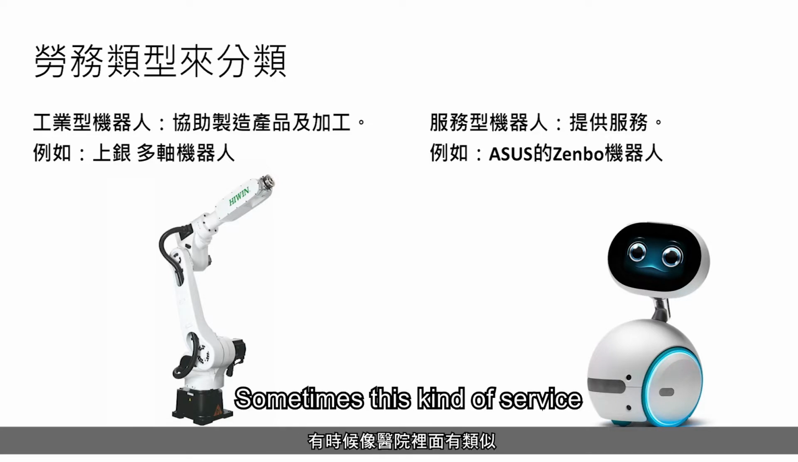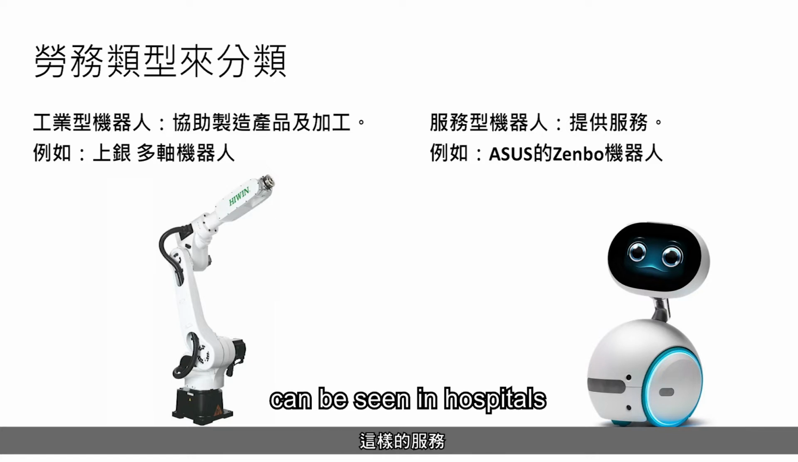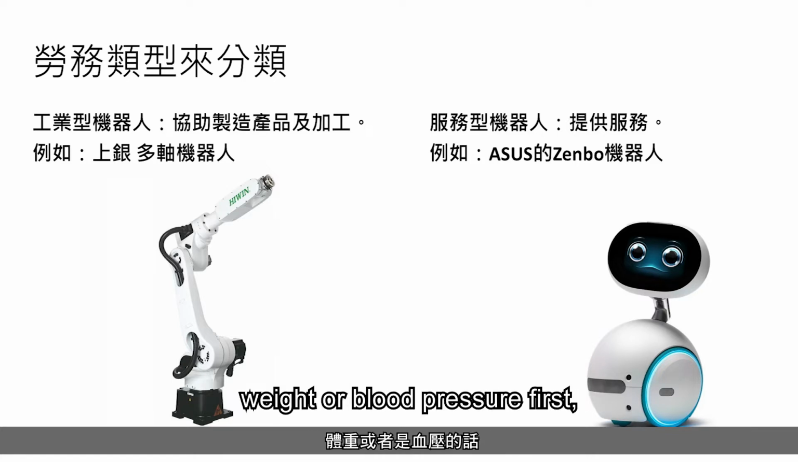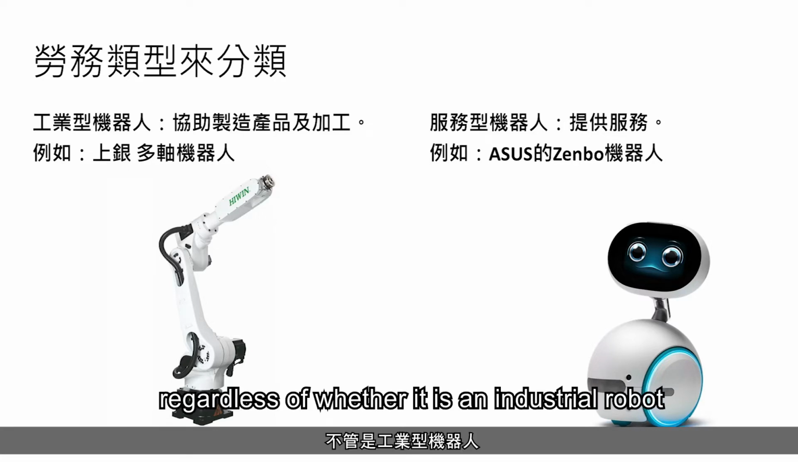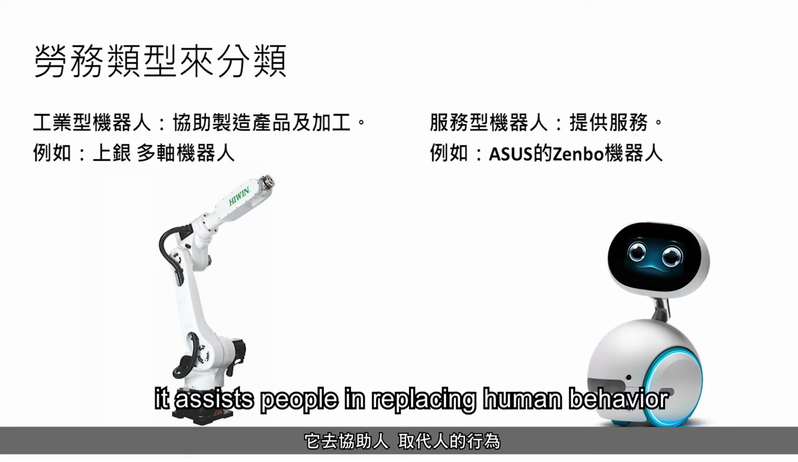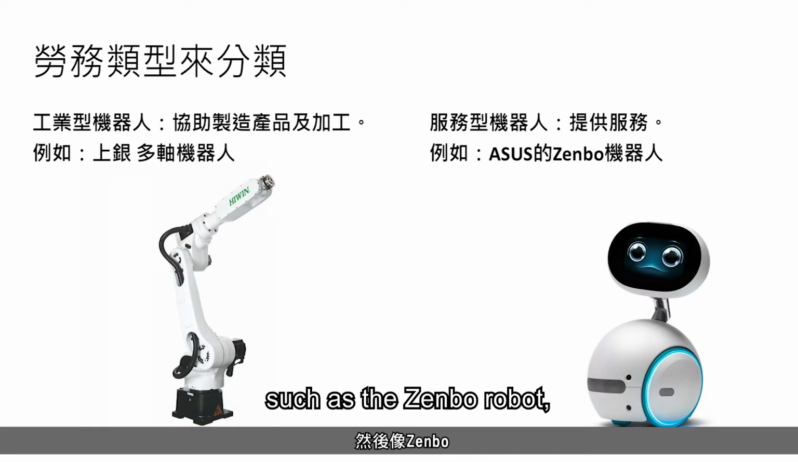Sometimes this kind of service can be seen in hospitals. When you go in, if you need to measure your height, weight, or blood pressure first, the Zambo robot can provide you with such service. About its labor classification, regardless of whether it is an industrial robot, it assists people in replacing human behavior to do certain works, such as the Zambo robot. It provides serviceability and conversational work.